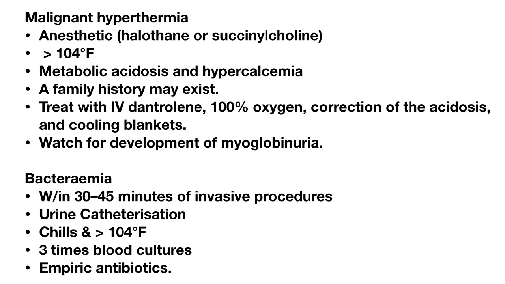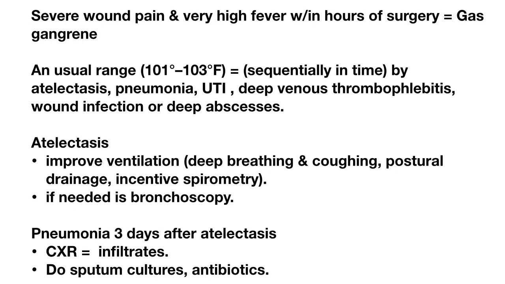Bacteremia is seen within 30 to 45 minutes of invasive procedures like instrumentation of the urinary tract. There are chills and a temperature spike to or exceeding 104 degrees Fahrenheit. Do blood cultures times 3 and start empiric antibiotics. Although rare, severe wound pain and very high fever within hours of surgery should alert you to the possibility of gas gangrene in the surgical wound.